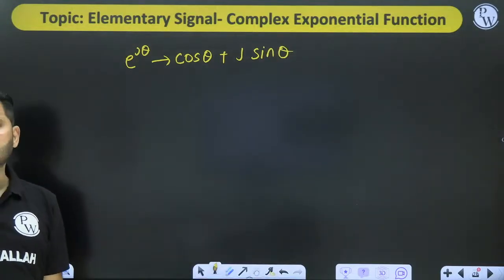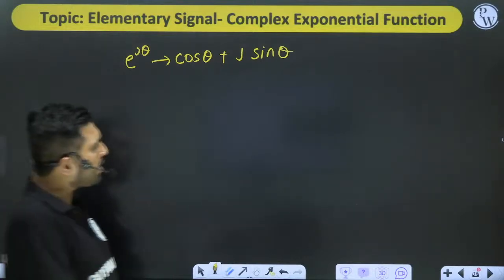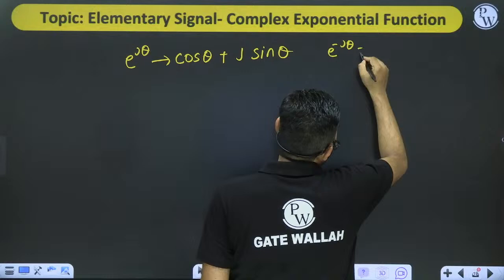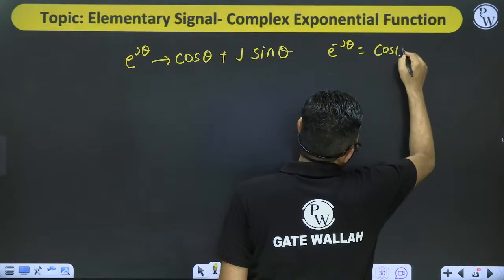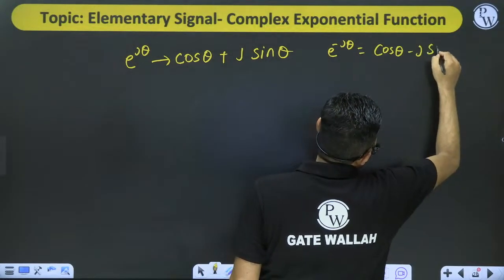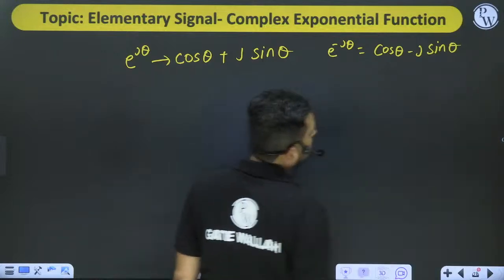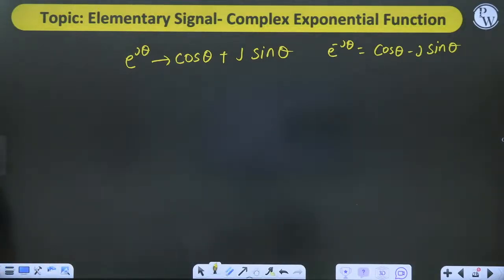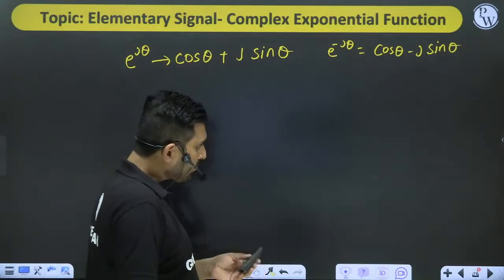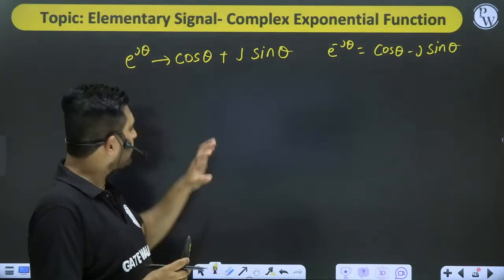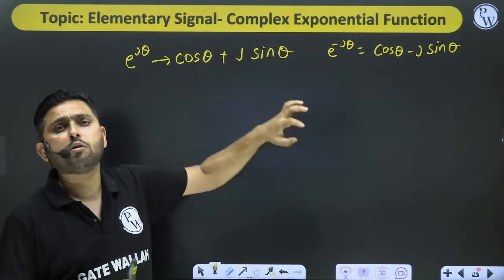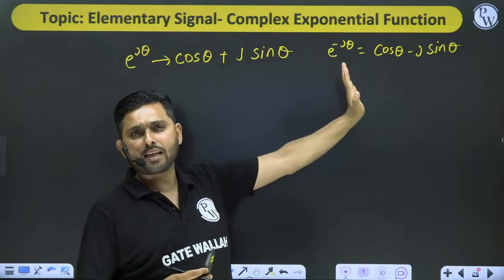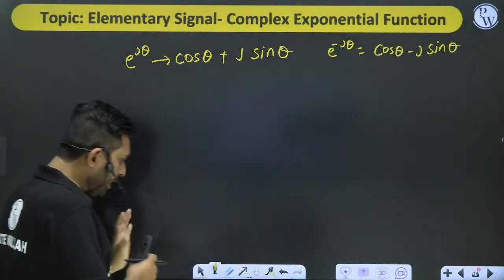e to the power j theta is cos theta plus j sin theta, and e to the power minus j theta is cos theta minus j sin theta. So what I am saying is that a particular circular motion will lead to sine and cosine. And you can see this practically also.